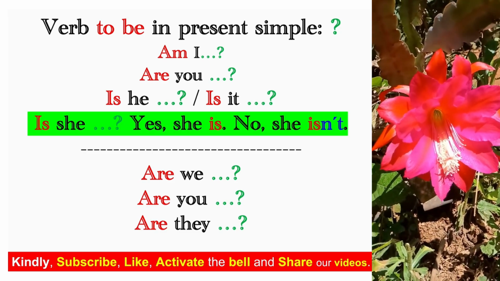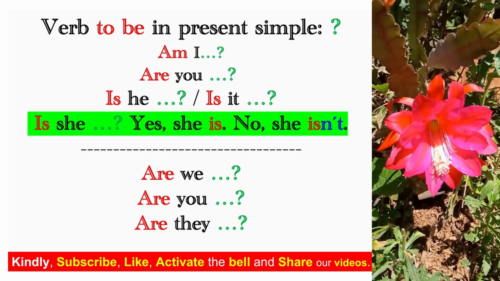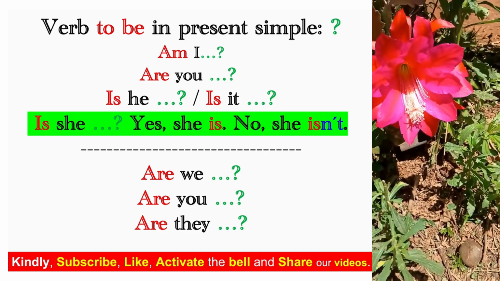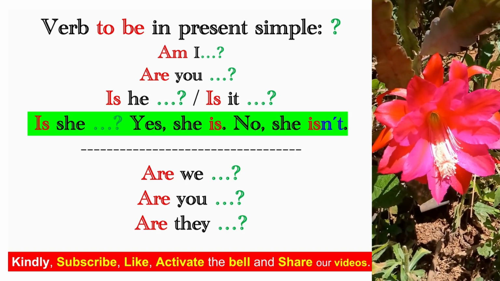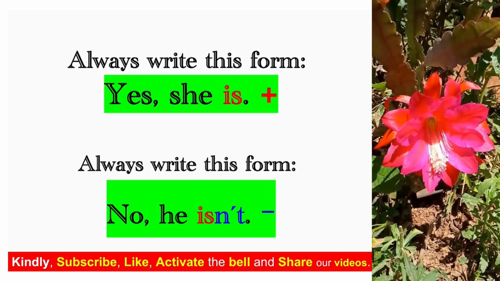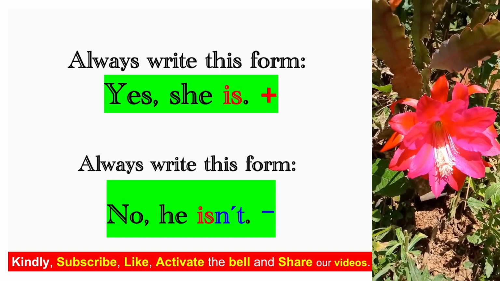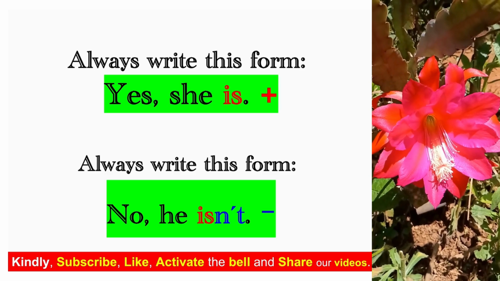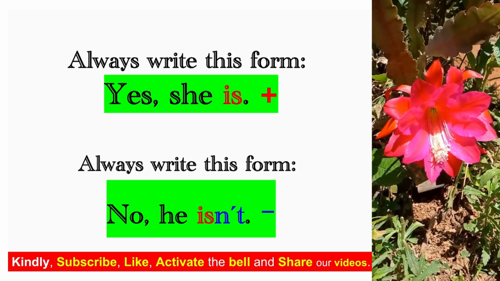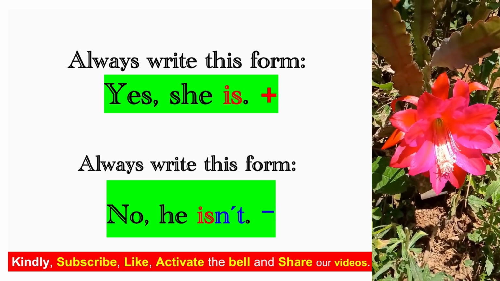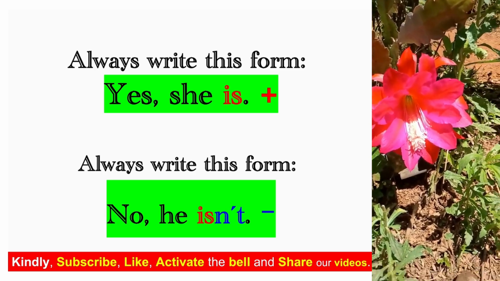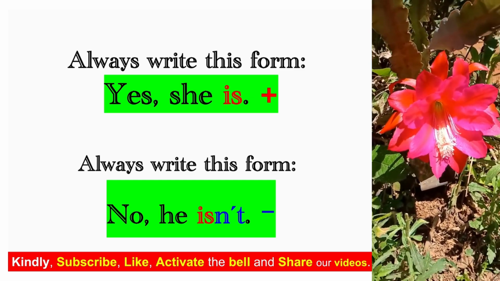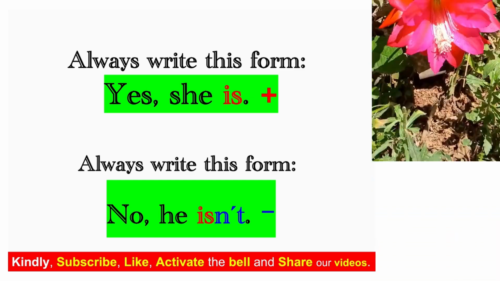Today we are going to see sentences with is she. And the answer, yes she is, no she isn't. Are we, are you, are they. Always write this form. Yes she is, no she isn't. So there is an S missing. It's not he, it's she. Try to add an S to this subject pronoun. So always write this form. Yes she is, no she isn't.